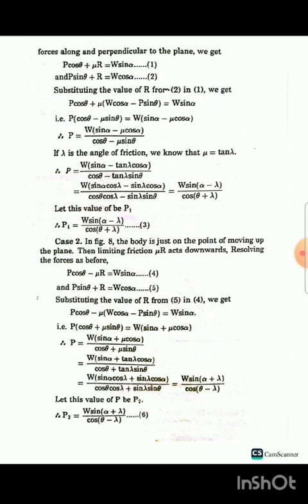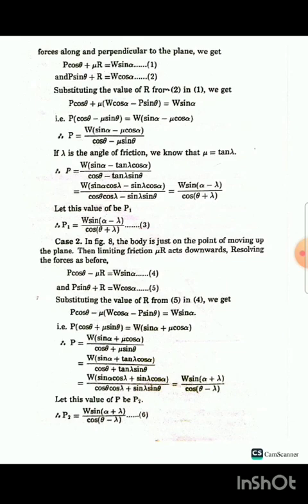So these are of the form sin(A − B) and cos(A + B), so we are rewriting this. P = W sin(α − λ) divided by cos(θ + λ). Let this value be P1, so we are replacing P with P1. P1 is W sin(α − λ) divided by cos(θ + λ). This is equation number 3 for case 1.